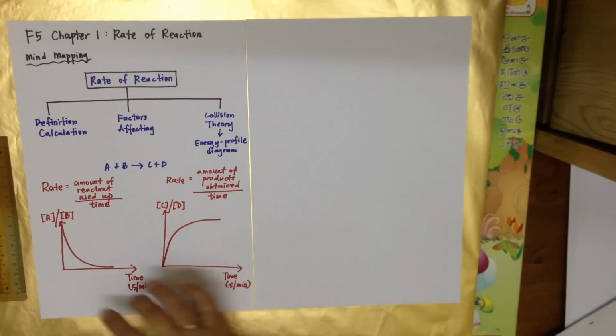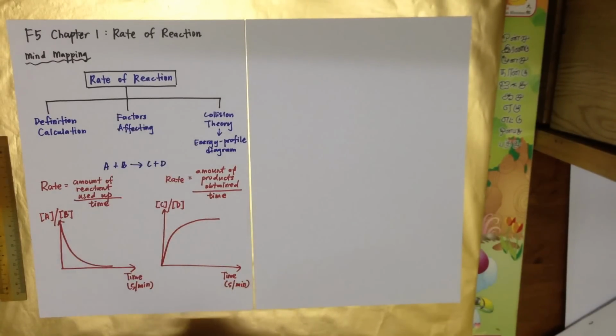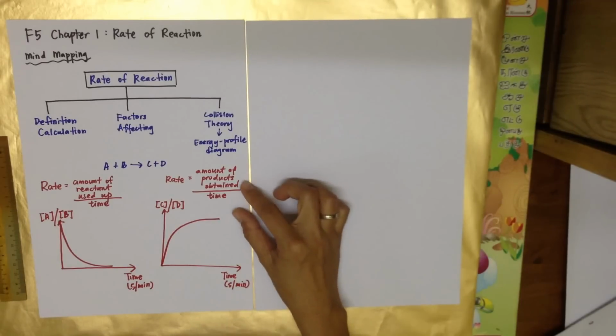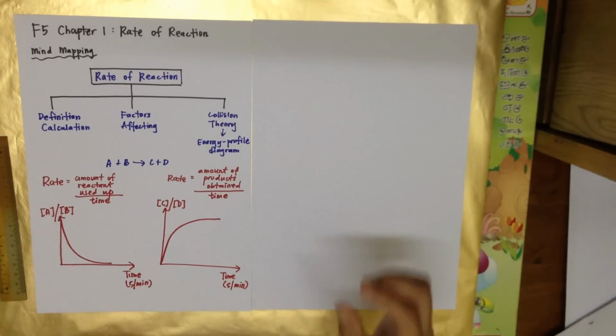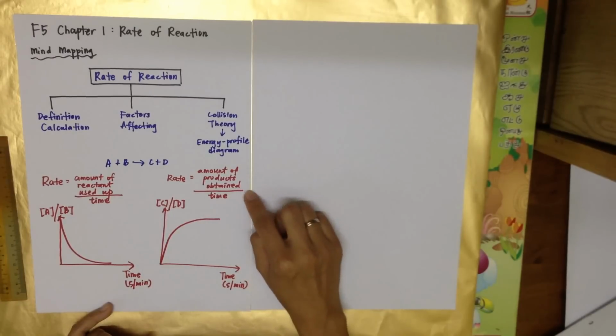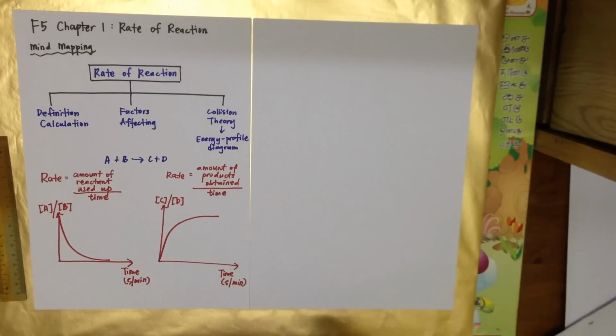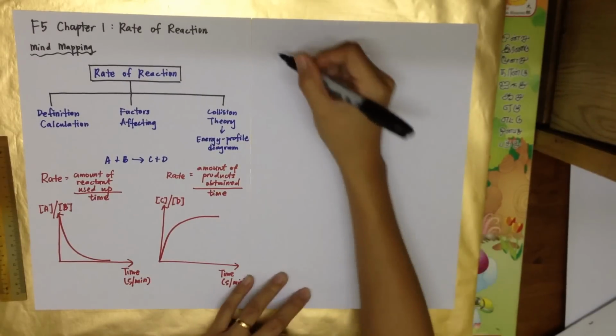After we understand the curve of the graph, whether it represents a reactant or the product, we will then go further on the calculation. Bear in mind that the rate of reaction is always a measurement of the amount of reactant used up over time or the amount of product obtained over time. Okay, so we go into a simple understanding of the graph of rate of reaction.